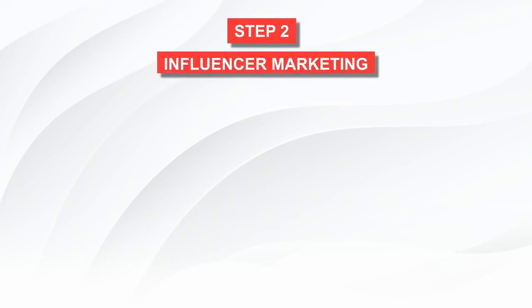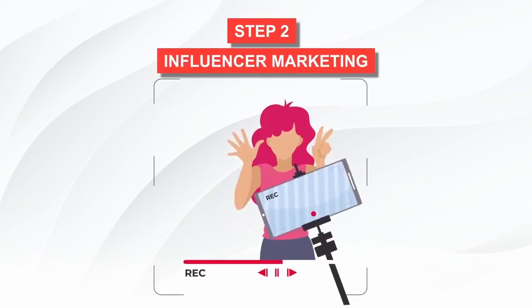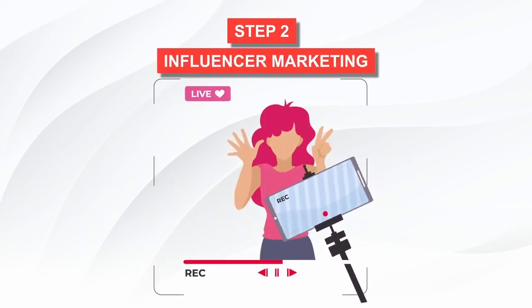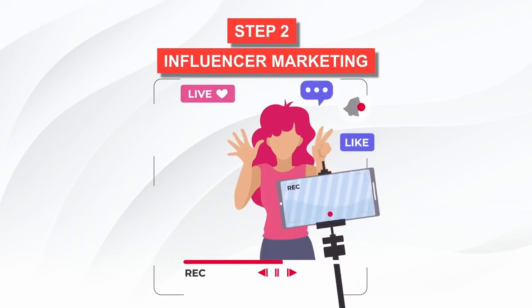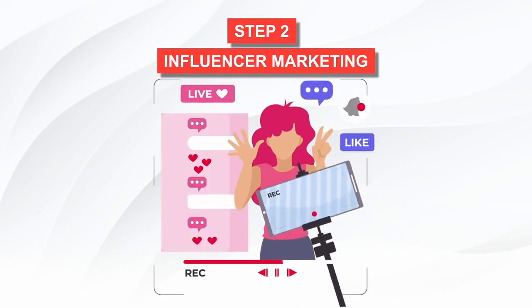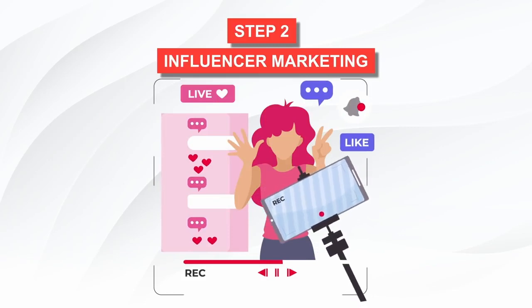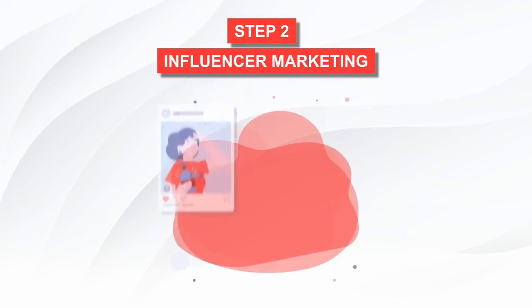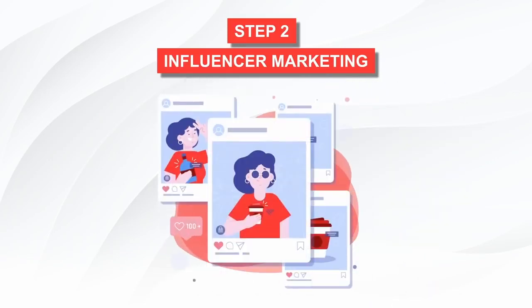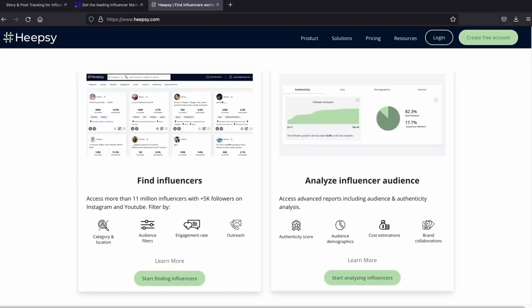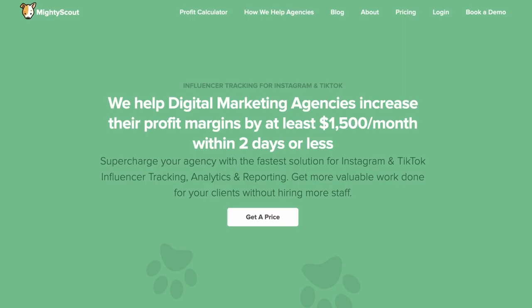Step 2, influencer marketing. Influencer marketing is all about product reviews. Influencer marketing is when a popular figure talks about you or your products and shares it with their audience. This is an ideal tactic and is often very effective. You may need to look for someone who is well known in your target market. You can also check influencer marketing platforms like Upfluence, Heapsy, and Mighty Scout to find an influencer that best fits your needs.